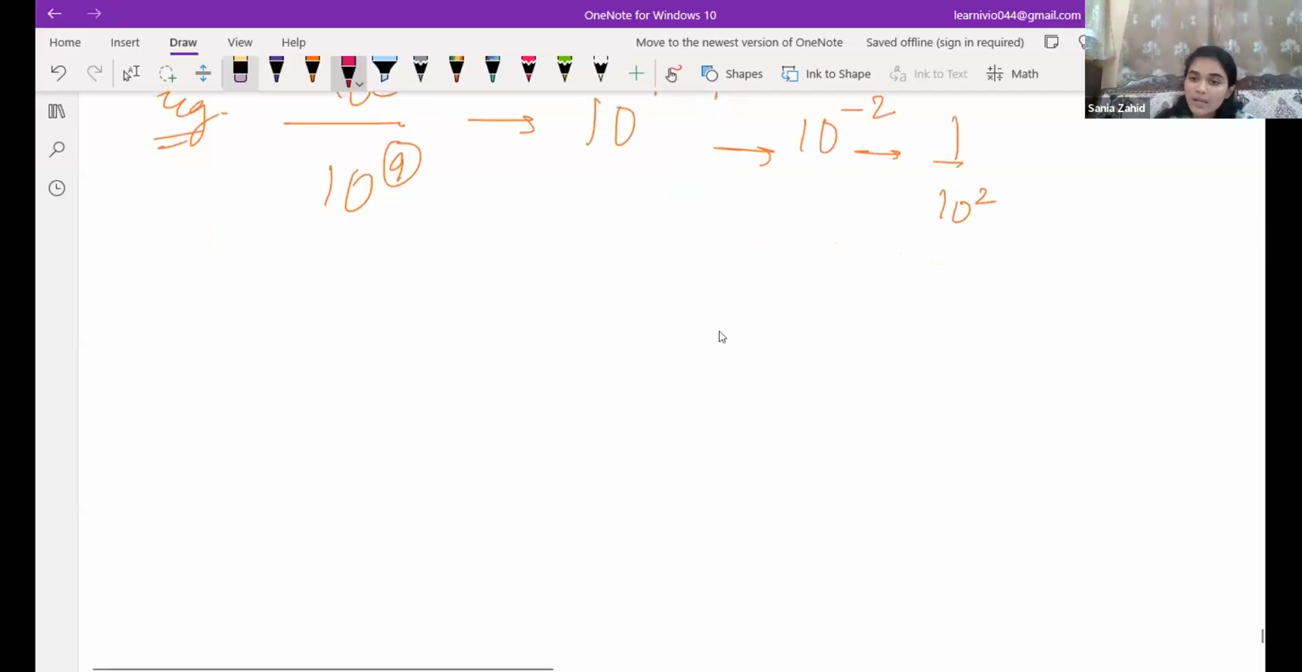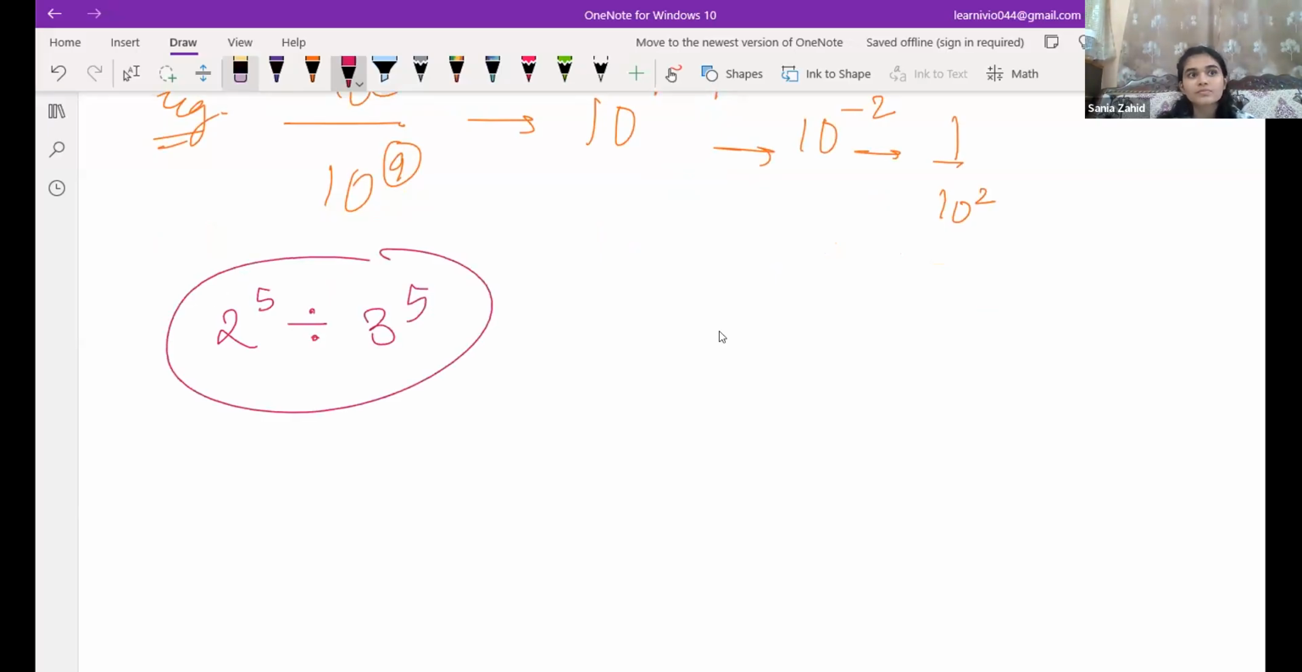Now tell me one thing. Can I apply this law in this question? 2 to the power 5 divided by 3 to the power 5. Can I apply this law over here? No, ma'am. Because the bases are different. So I cannot apply this law over here.